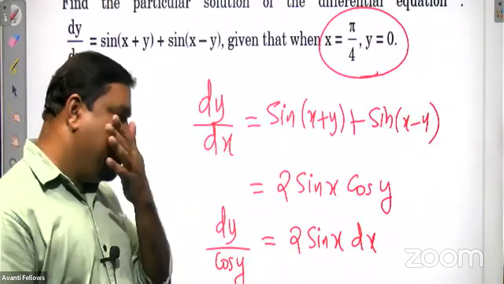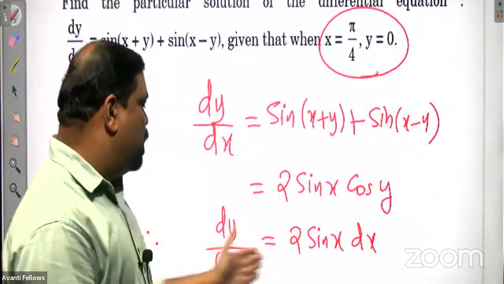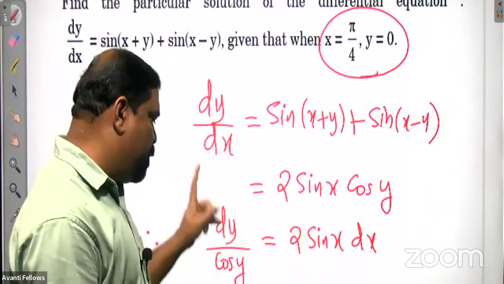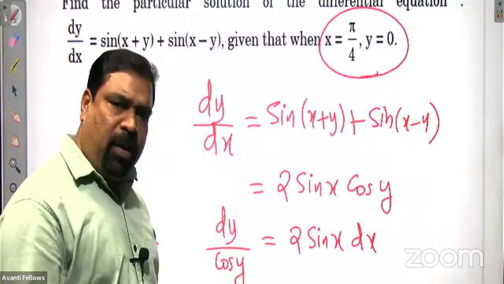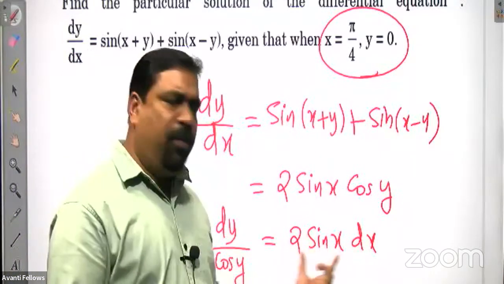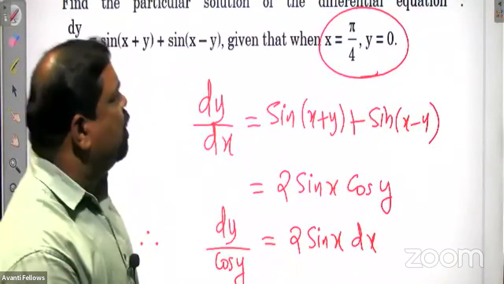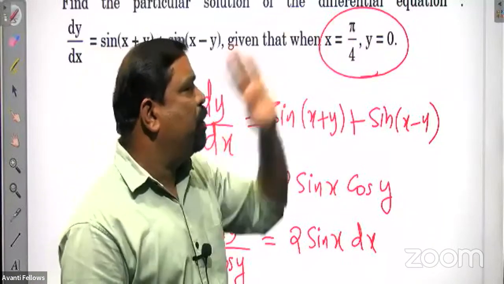I think the remaining portion you can do. 1 by cos y means sec y. Integral of sec y we know, the standard formula, and again the integral of 2 sin x we know. So integrate it, and after that finally you find the value of c by putting x equal to pi by 4 and y equal to 0.